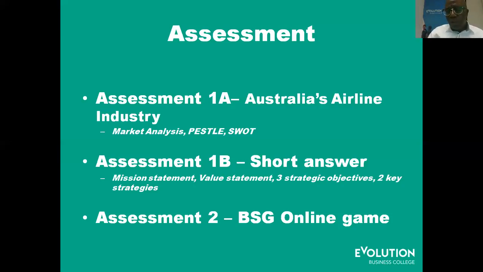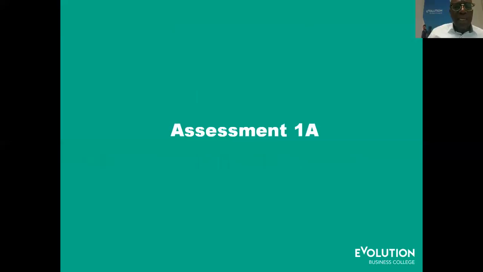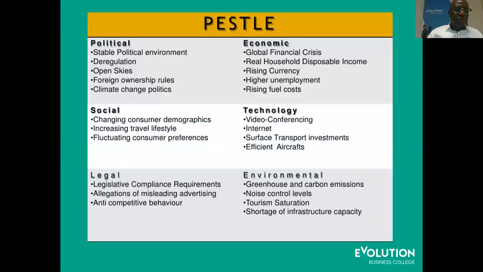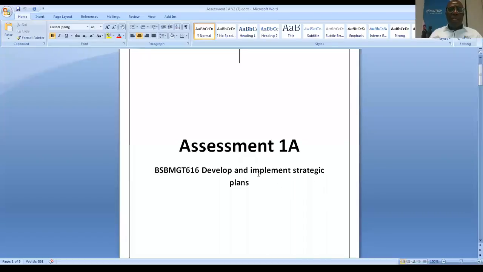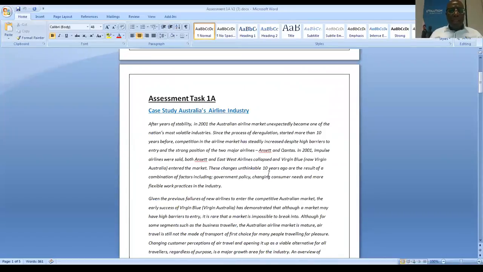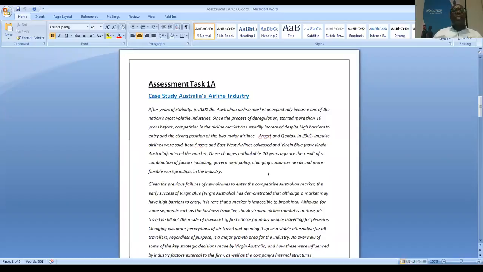Let's go to what we need to be doing. Let's go to 1A. In assessment 1A, before we go into PESTLE analysis, let me take you to the assessment itself so we can read it together. Right, assessment 1A. It says here, there's a case study, Australia airline industry.